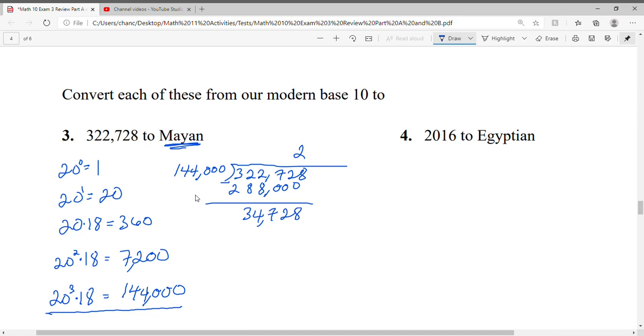Now we're going to look at the next power of 20 times 18. That's 20 squared times 18. So we'll take 7,200 dividing into 34,728. 7,200 goes into 34,728 about 4 times. 7,200 times 4 gives me 28,800. Let's subtract. And that is 5,928.